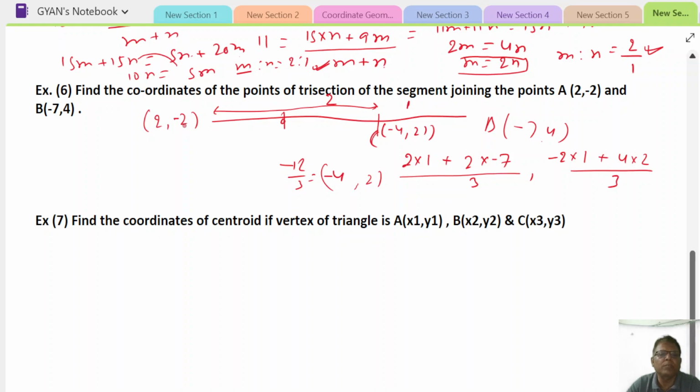Now this point you can solve by just dividing this one by 2. Minus 4 and 2: minus 2 divided by 1 is minus 1, and minus 2 plus 2 is 0. So this will be 0. So this way you can find out.